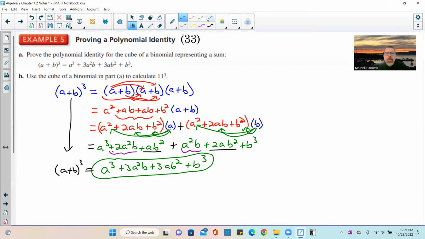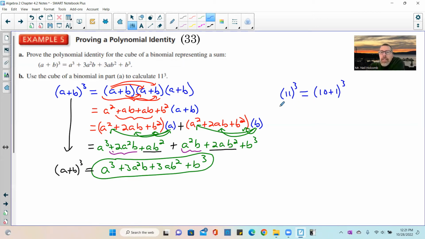Okay. Part b. Use the cube of a binomial in part a, right here, to calculate 11 cubed. Well, the first thing I want to do is represent 11 cubed as a binomial. Let me just put 11 in parentheses cubed. To make 11 a binomial, I can say, well, 11 is 10 plus 1. And (10 plus 1) cubed would be the same as 11 cubed.